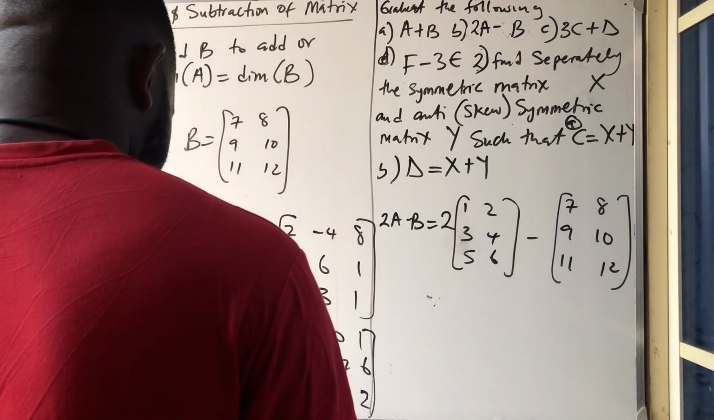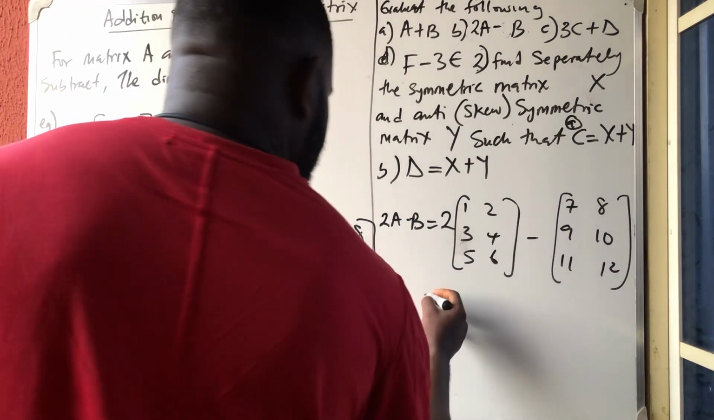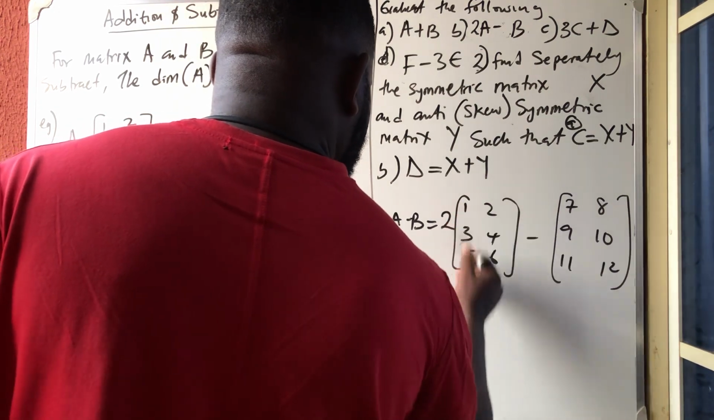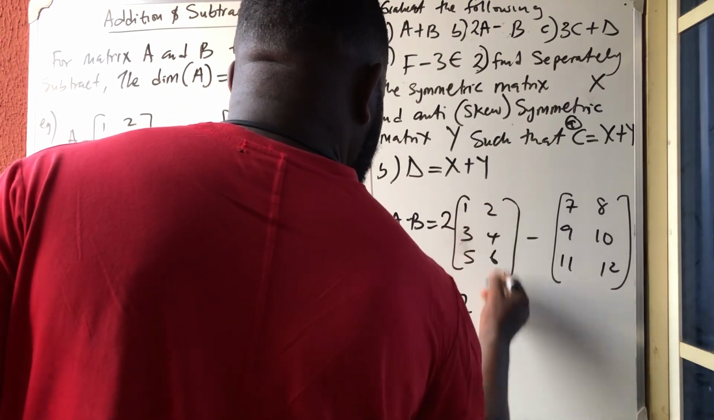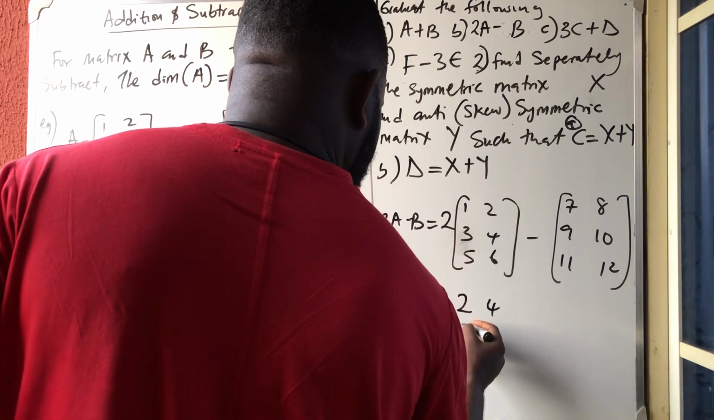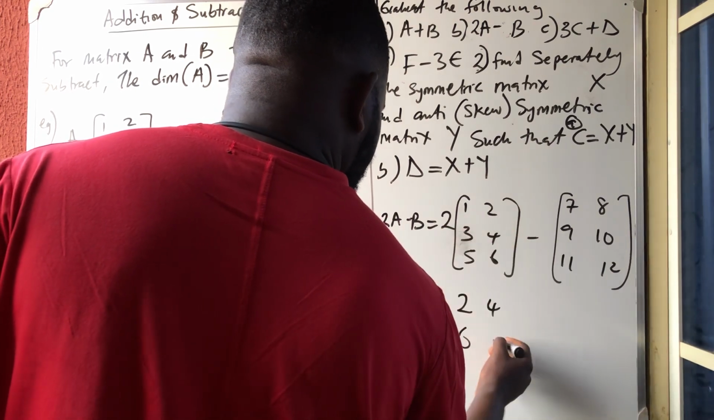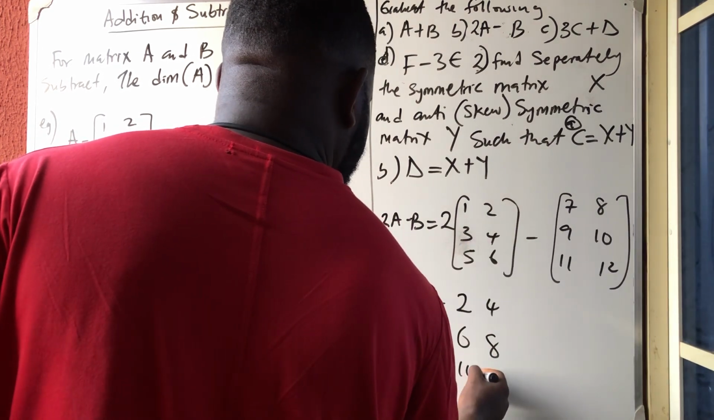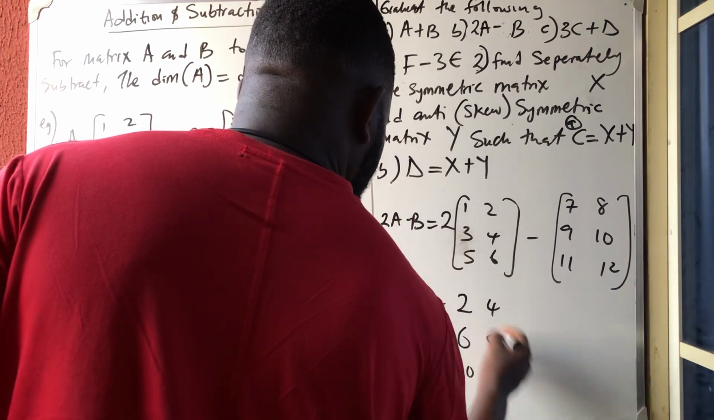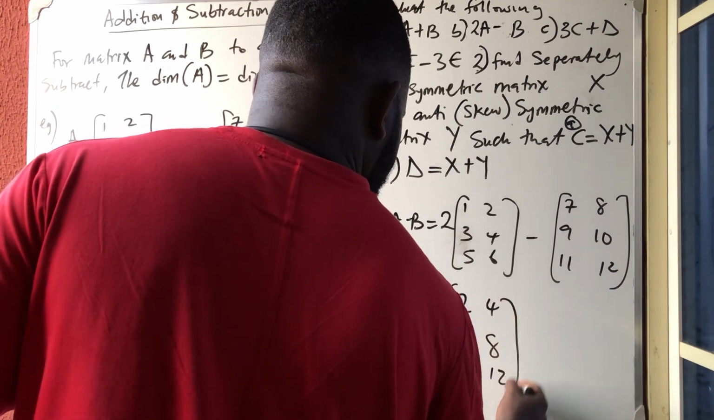So what do we have now? We are having, this time, this is what? 2 times 2, 4. 2 times 3, 6. 2 times 4, 8. 2 times 5, 10. 2 times 6, 12. So this is what I'm having.